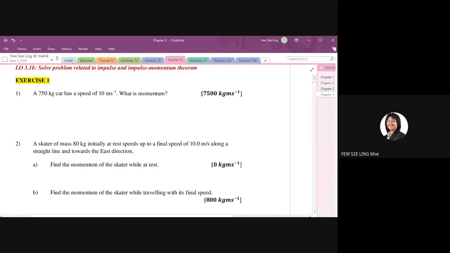So P equals to mv, and then J equals to Ft, as well as the theorem that connects the two of them together, which is the impulse momentum theorem. So let's see the first question.